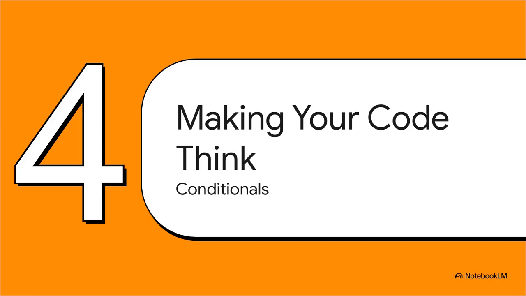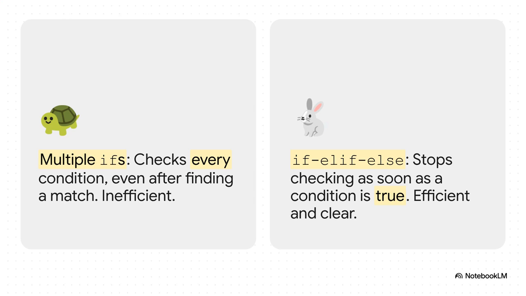All right, we have our building blocks and our reusable blueprints. Now it's time to add some intelligence. Conditionals are what allow our code to start making decisions and reacting to all sorts of different situations. Just look at the difference here. The bad practice on the left forces Python to check every single if statement no matter what. But the good practice, using if, elif, else, the moment it finds a true condition, it stops evaluating. It's not just cleaner to read, it's a whole lot more efficient.